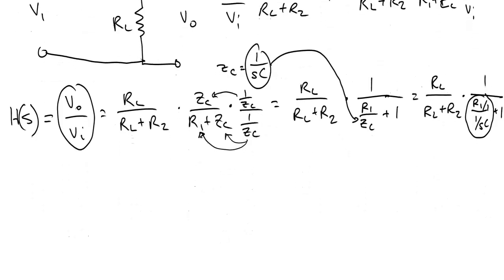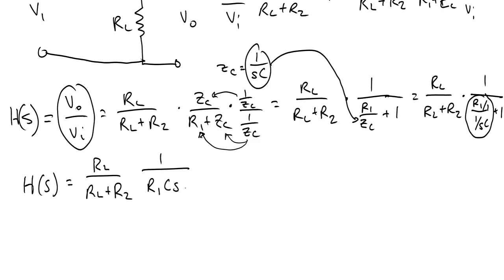So by doing that, what we're going to end up with, scroll down a bit, is H of S equal to RL over RL plus R2 times 1 over R1 times C times S plus 1. Okay?